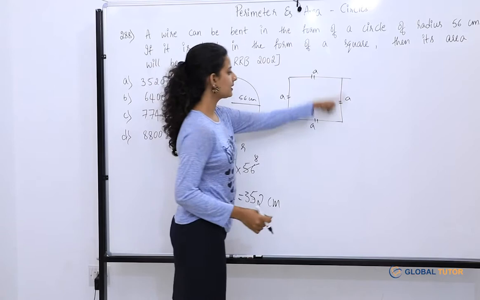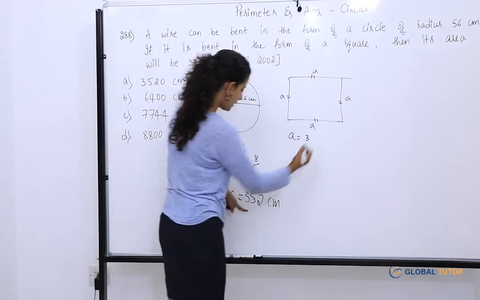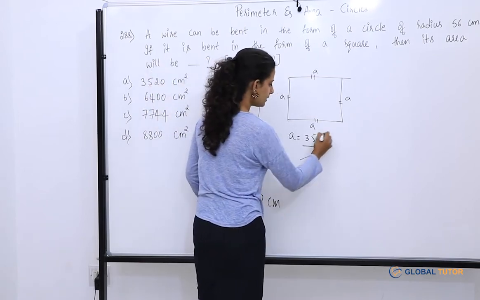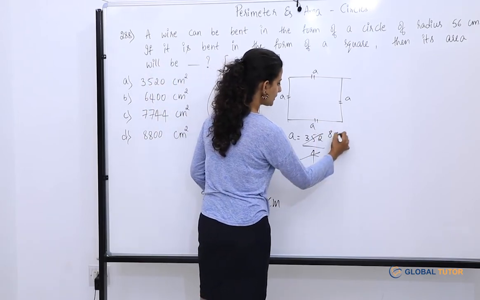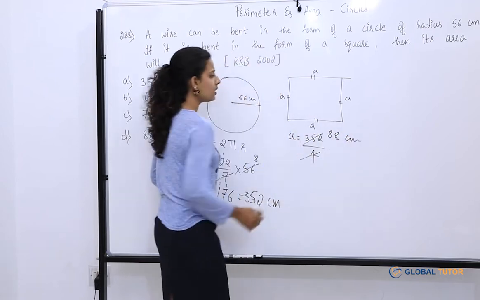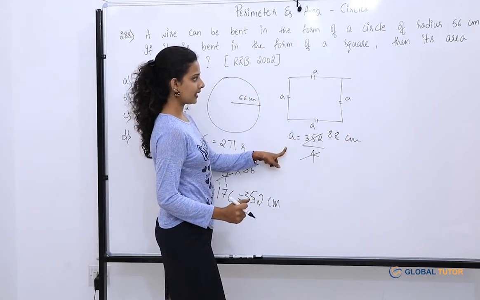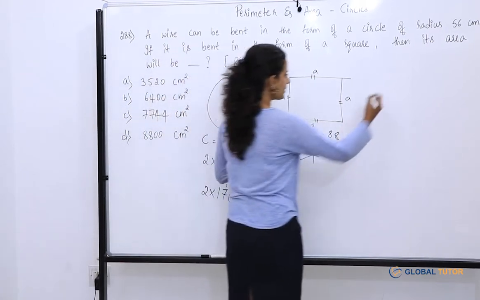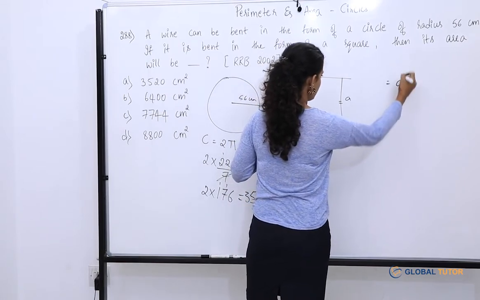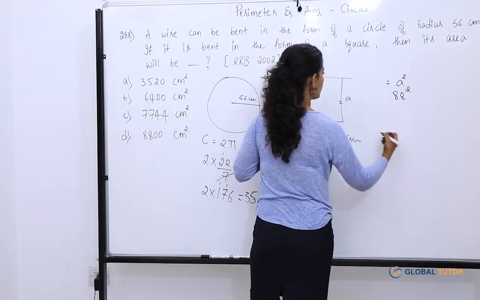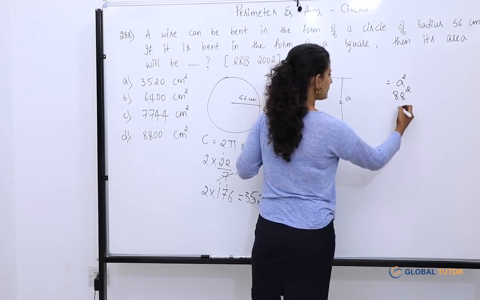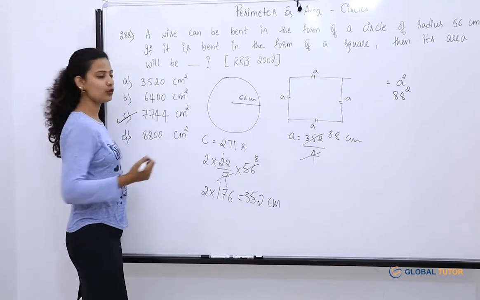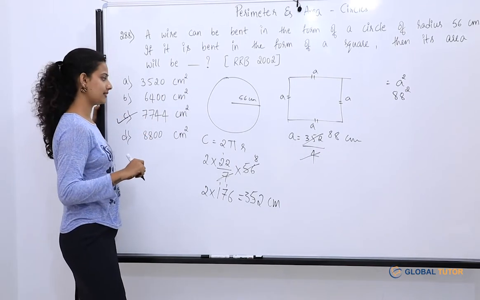So A is equal to 352 divided by 4. So 4 8s 32, 4 8s 32, 88 centimeter is one side. That is A. And we know that area of the square is A square, that is 88 square. And 88 square, 88 8s 64. So option C, 7744 centimeter square, will be the right answer.